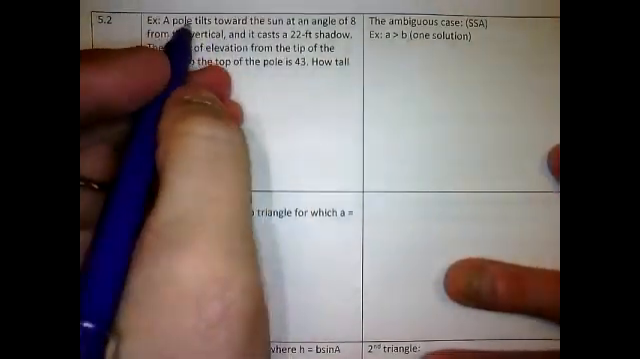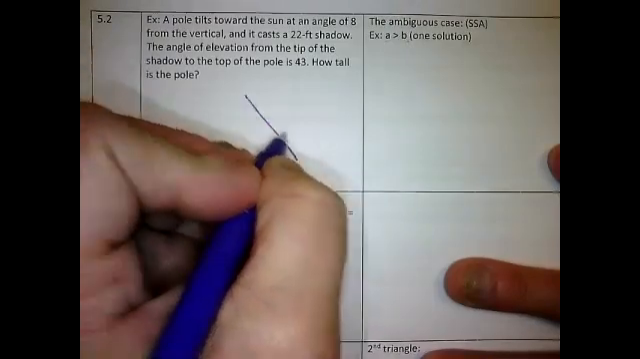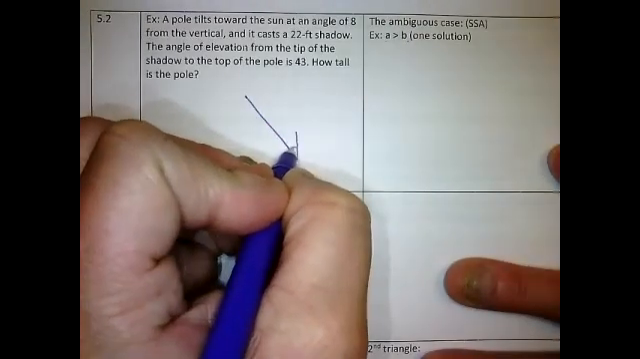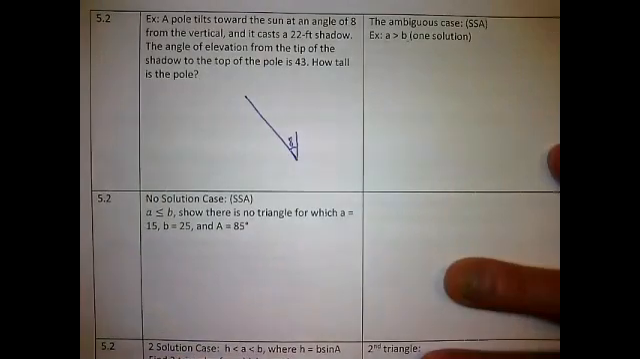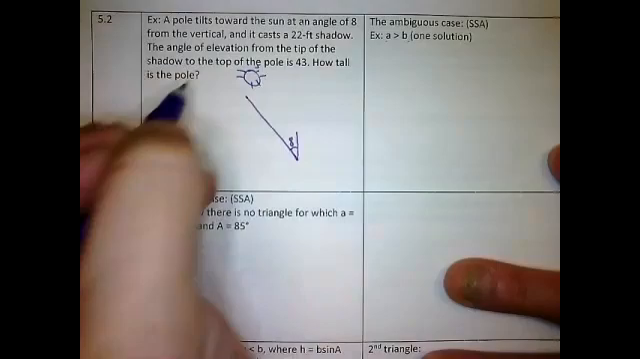Let's go ahead and draw a picture. It says a pole. So here's my pole, and it tilts towards the sun at an angle of 8 degrees. From vertical, my angle is 8 degrees. And my sun is somewhere up here.